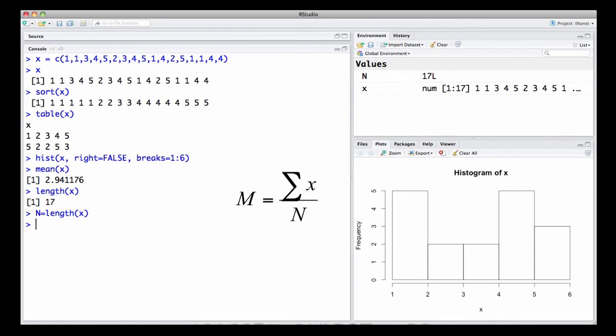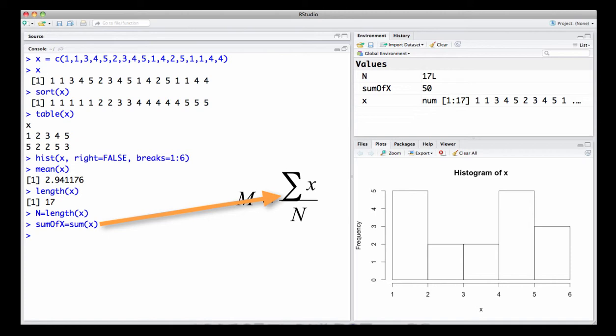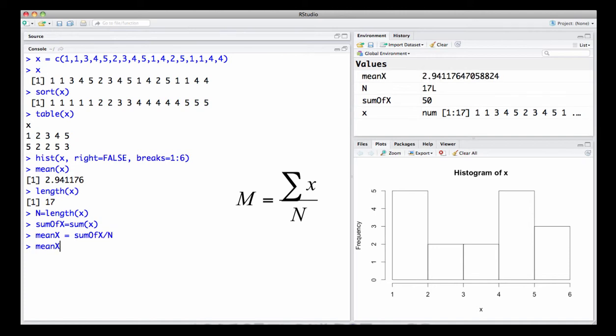So also remember, for the numerator, we need to sum up all these values and use that for our numerator. Remember, in class it was represented by sigma x, and in R we just notate that by sum x. So let's call that sum of x equals sum x. And now I can say mean x equals sum of x divided by n. And if I just enter that again, that's going to give me the same value I had right here. I'm just reorganizing it with the notation that we used in class.